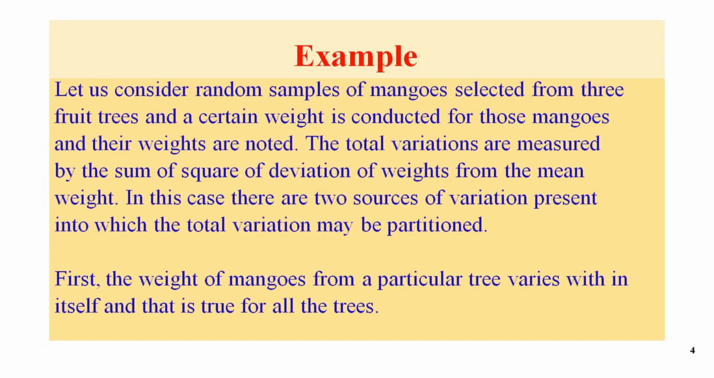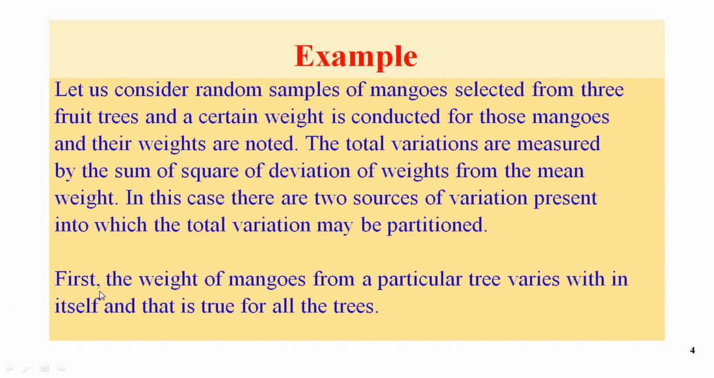Now I am going to give one example. Suppose we have considered some random samples of mangoes which are selected from 3 fruit trees, and a certain weighing is conducted for those mangoes and their weights are noted. So the total variation is measured by the sum of squares of deviations of weights from the mean weight, and in this case there are two sources of variation into which the total variation may be partitioned.